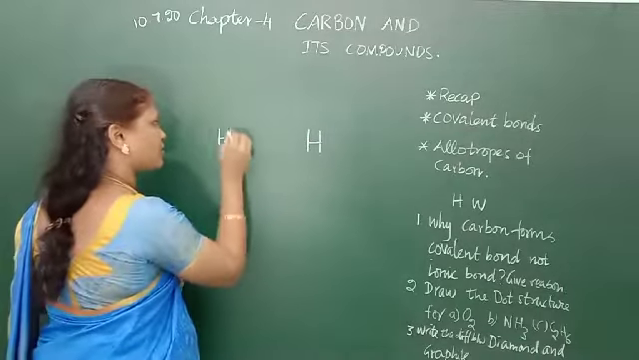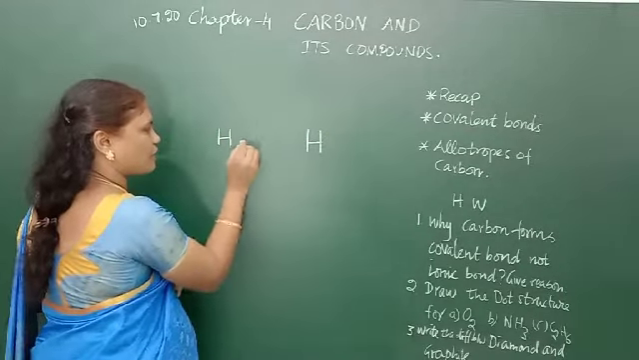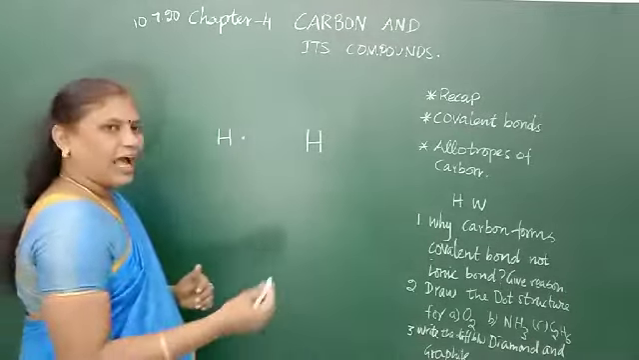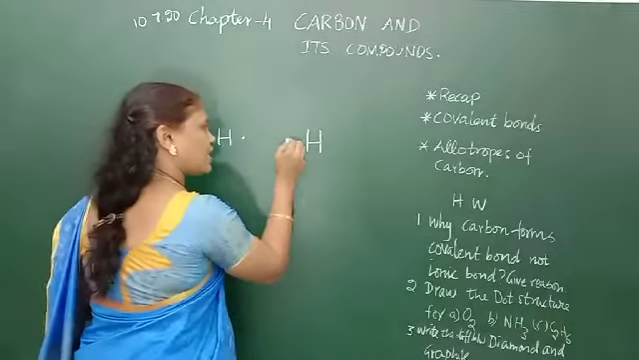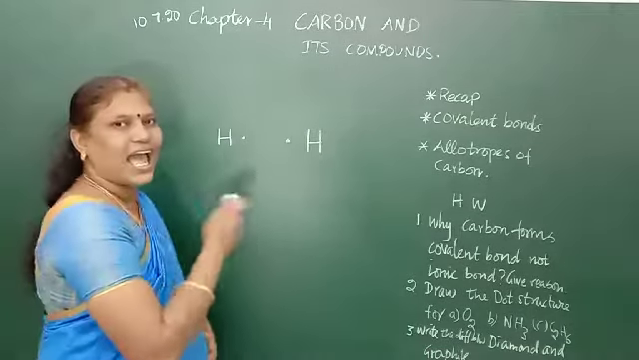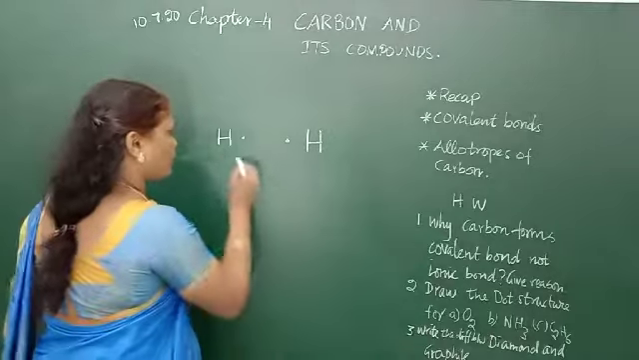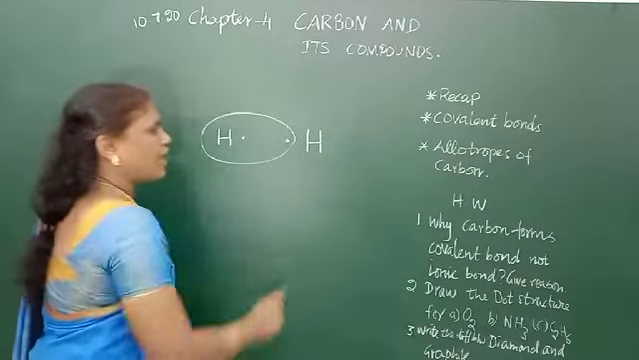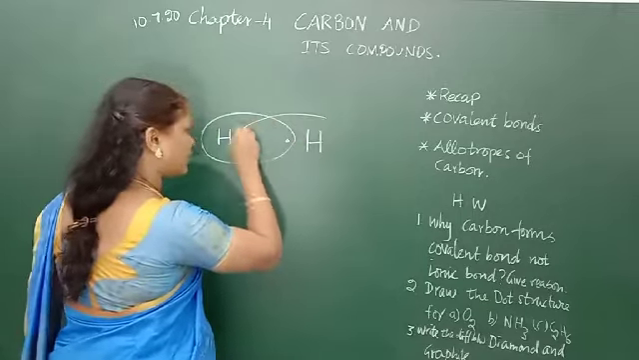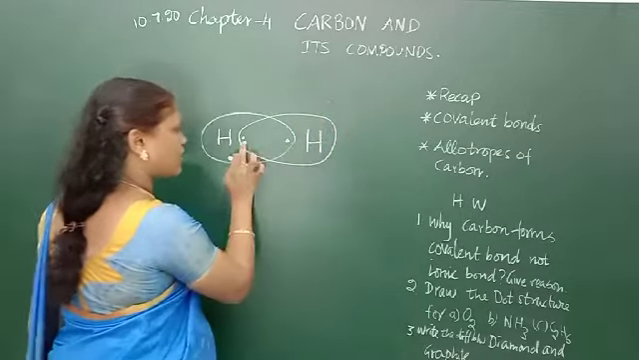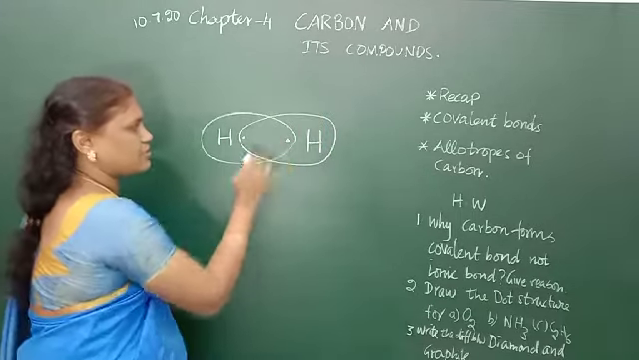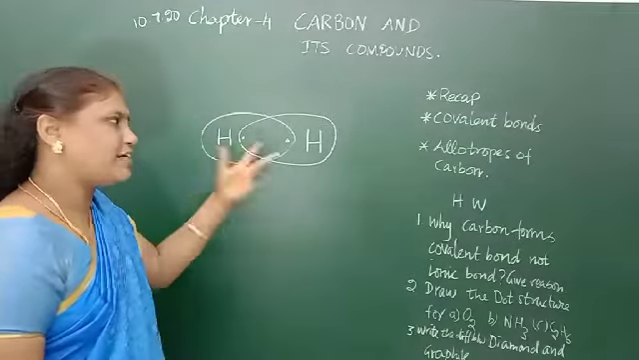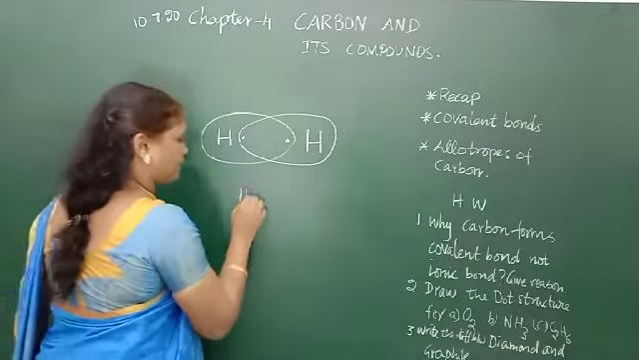Both have how many electrons? We know that it has only one in the K-shell. Another hydrogen also has the same thing. So they will share their electron. This hydrogen will share the electron of this hydrogen, and this hydrogen will be sharing the electron of this one. Now you see how many electrons are present in this? It has 2, and it will be similar to helium.